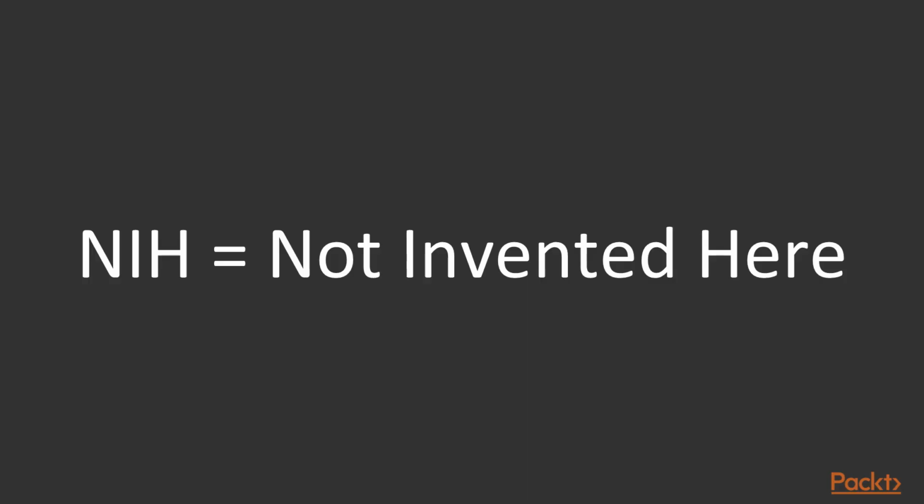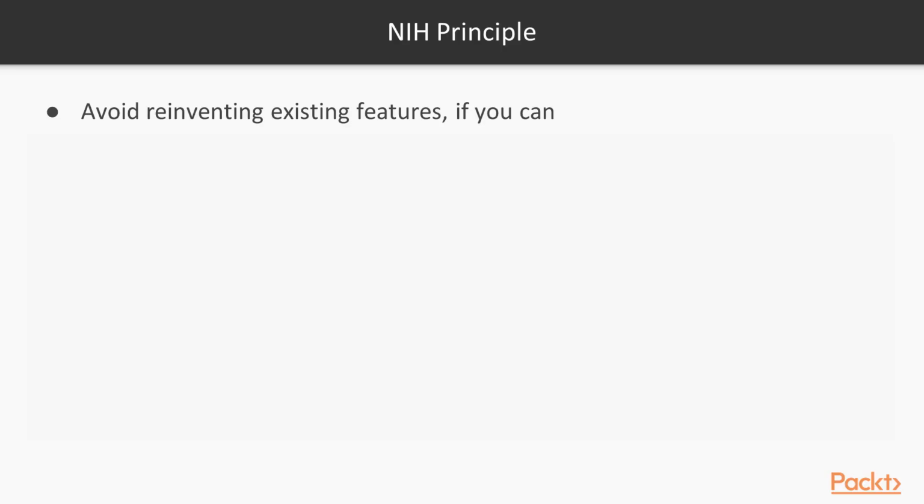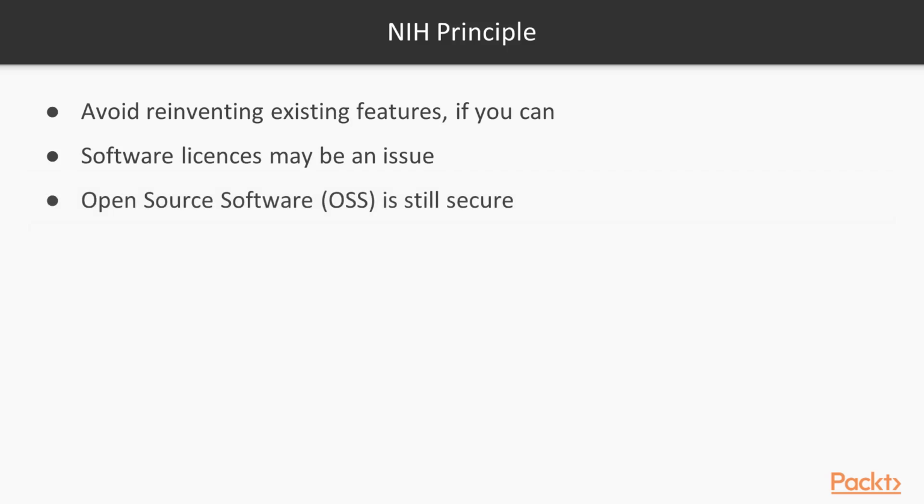So NIH is the acronym, and that stands for not invented here. This is a fantastic principle as it prevents you from reinventing existing features. However, software licenses may become an issue when you're dealing with external libraries or frameworks. However, in this case, for this course, we're going to be dealing with existing features in Python that are already included in the Python programming language.